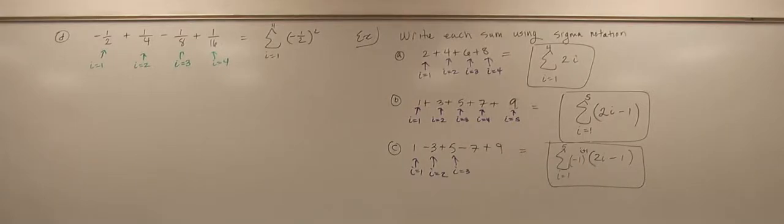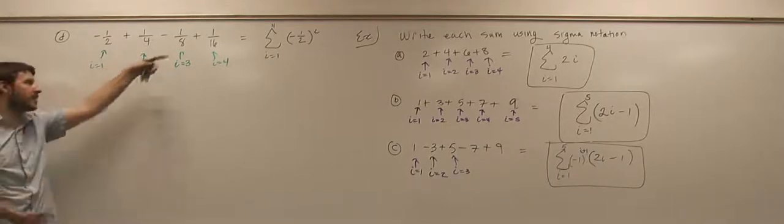Does that check? When I is 1, you get -1/2. When I is 2, you get -1/2 squared, which is positive 1/4. When I is 3, you get -1/2 cubed, which will be -1/8. So it checks.